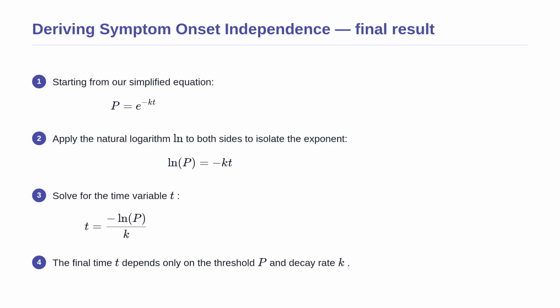We have successfully proven that the timeline to reach the symptom threshold depends entirely on the percentage threshold and the decay rate. Whether a person starts with 400,000 or 500,000 neurons, the timeline remains mathematically identical.